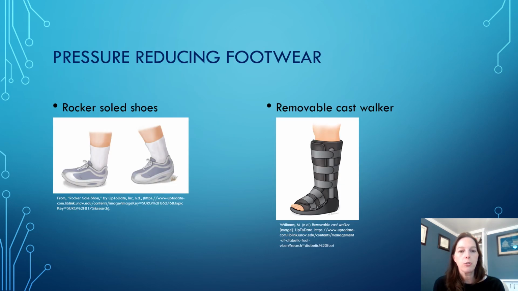So here's a rocker-soled shoe here on the left, and you can see it kind of takes some pressure off both the front and the back. I think they kind of look like Hokas myself. And then here is a removable cast walker, which is more complex and it's more bulky as well.